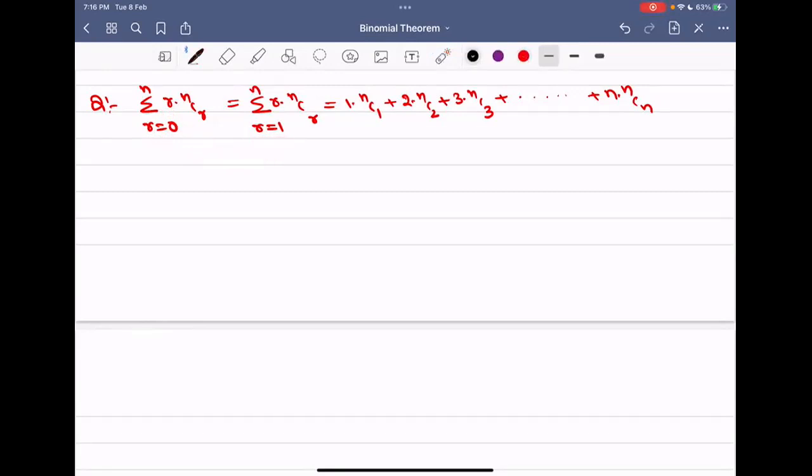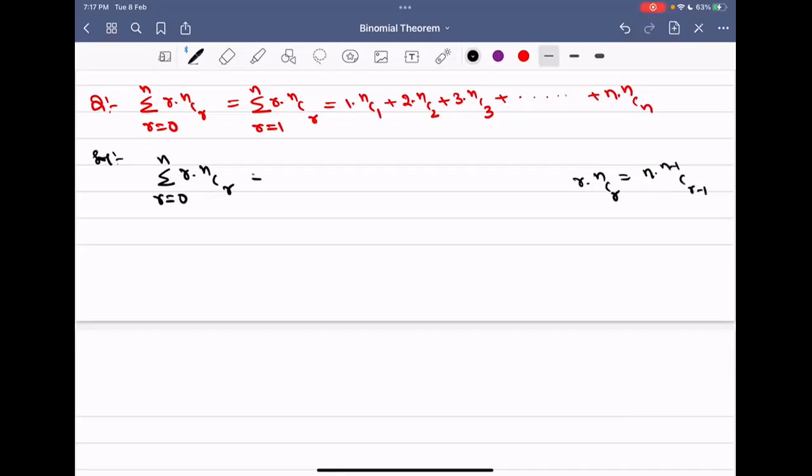So now what you do is, first you take, for the solution, we need to find the value of this series. First you take R = 0 to N, R into NCR. Now use this result here. Whenever you see R into NCR, this result should come into your mind: R into NCR is equal to N into N minus 1 C R minus 1.